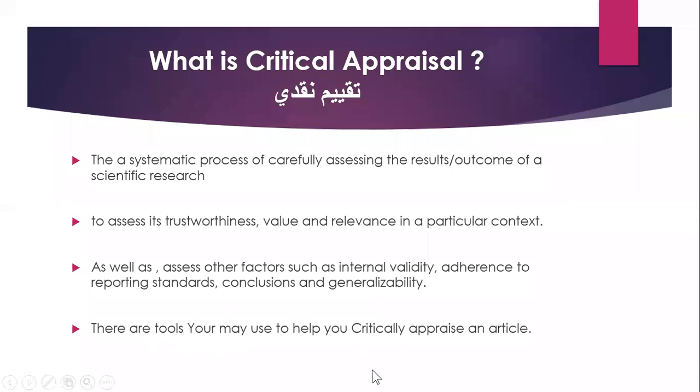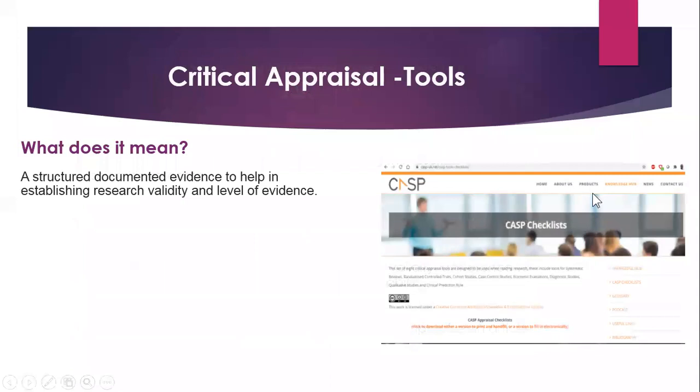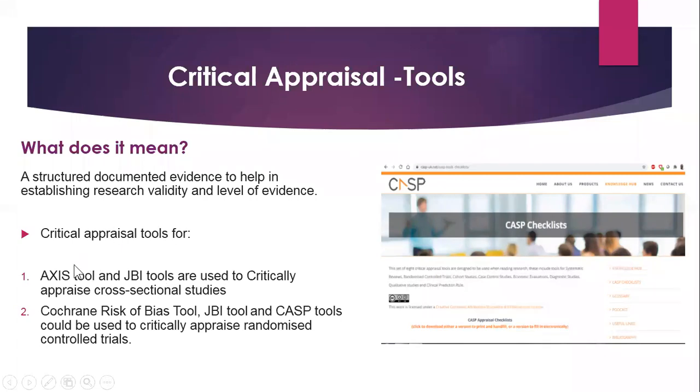There are lots of tools that may help you in critically appraising an article. So what is a critical appraisal tool? It is a structured, documented evidence to help in establishing research validity and the level of evidence. There are different tools you can see online. One of them is the CASP checklist, where you can appraise an article. Similarly, there are AXIS tools and JBI tools used to critically appraise cross-sectional studies. The Cochrane risk of bias, JBI and CASP tools can be used for critically appraising randomized controlled trials. We will get to know more about these tools, so don't worry about it. Just be aware that there are tools you can use to help you critically appraise a paper.